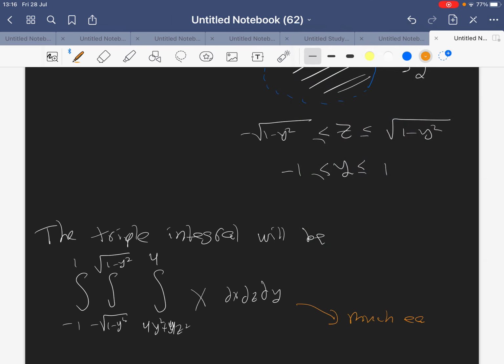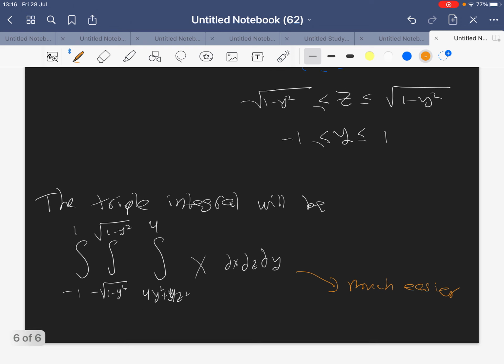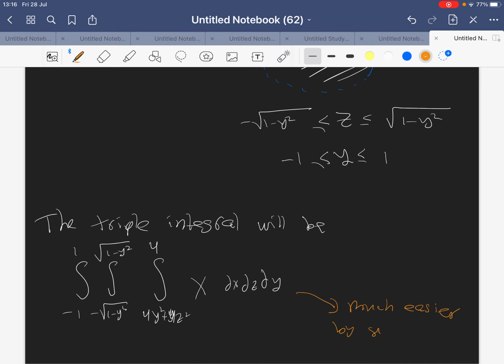Much easier. You can pause this video and try it by using polar coordinates. If you do the polar coordinates, at some point you will need them, because remember I have 1 minus y squared, I have y squared plus z squared. This is a very clear case for polar coordinates. Use polar coordinates. You will see that this integral can be evaluated easily.